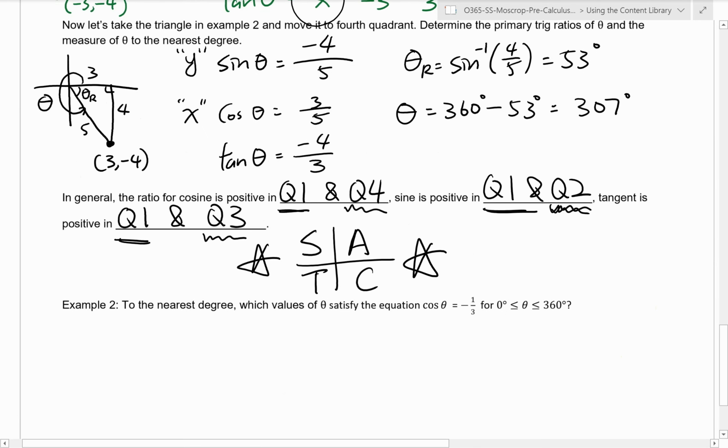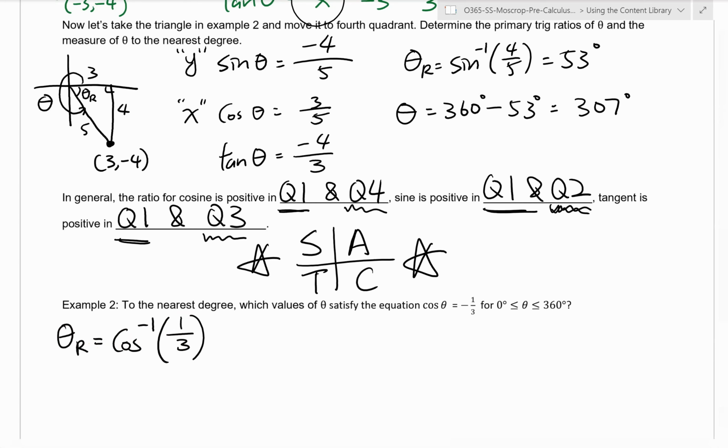It says, to the nearest degree, which values of theta satisfy the equation cosine theta equals -1/3 for angles between 0 and 360. Okay, so now we can do this. First, cosine theta is equal to -1/3. To find angle theta, you must find the reference angle first. To find the reference angle, recall we simply take the trig ratio of the positive ratio. So it was -1/3, you need to take the positive of that, just the absolute value of the ratio. So positive 1/3. Now we put this into the calculator.